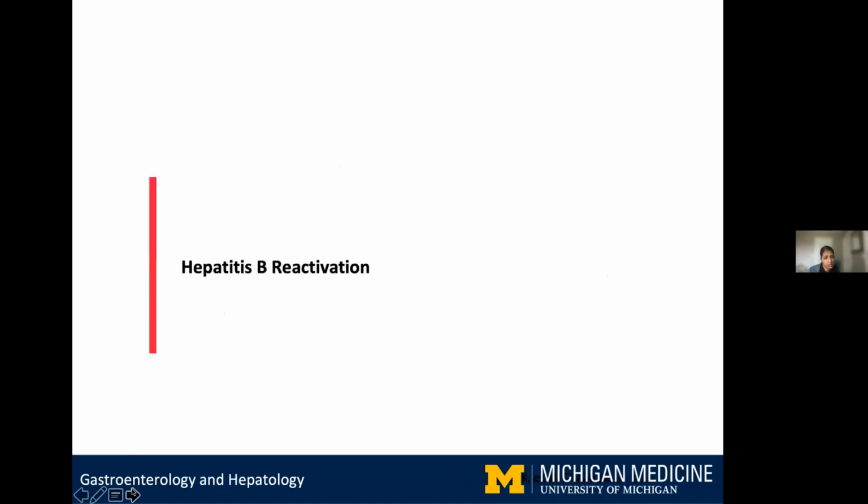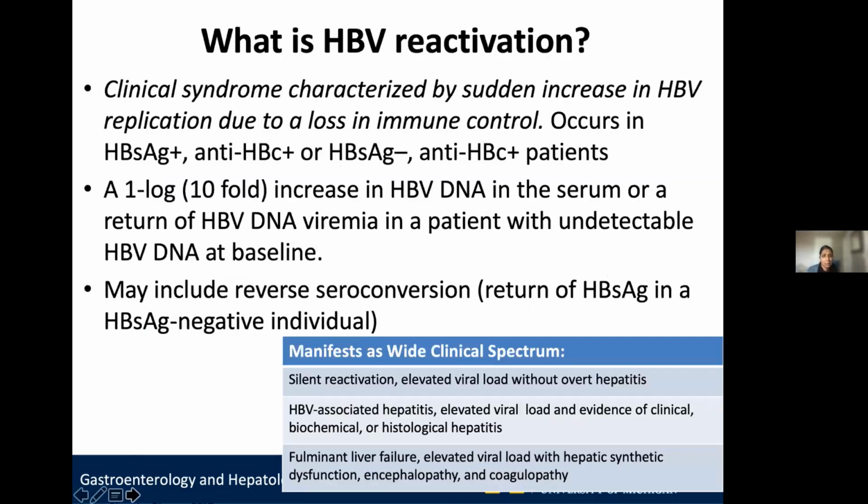So what is this concept of Hep B reactivation, and why do we care about it in patients living with Hep C? Hep B reactivation is a clinical syndrome characterized by a sudden increase in Hep B replication due to a loss of immune control. So who can get this? Anybody who's surface antigen positive and core antibody positive, or even if you're surface antigen negative, meaning you don't have chronic Hep B infection, but you've had Hep B in the past, so your core antibody is positive. Either of these two groups of patients are at risk for reactivation.